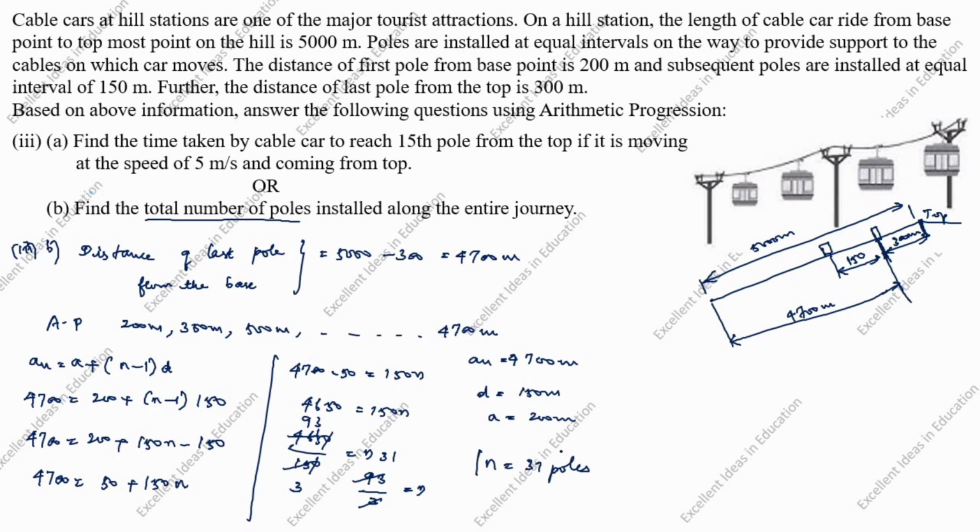This is the total number of poles installed along the entire journey. So from base to last pole, how many poles are there? 31 poles. So you can take 150, 150. First is 200. After that 150, 150, 150. This goes on to the 31st pole.